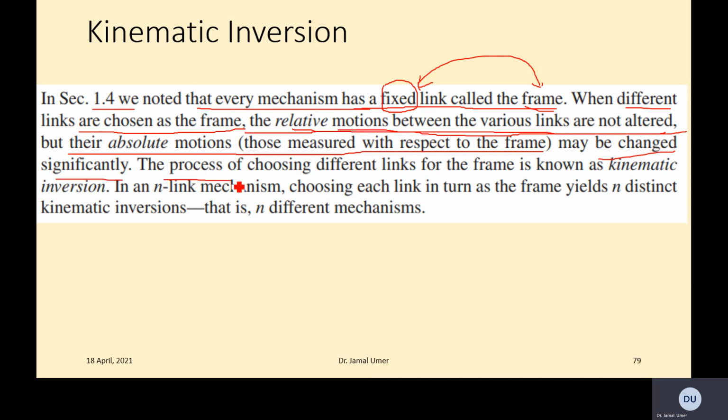The process of choosing different links for the frame is known as kinematic inversion. So the process itself is called a kinematic inversion, where you choose one by one different frames. For example, in an n-link mechanism, choosing each link in turn as the frame yields n distinct kinematic inversions, that is, n different mechanisms. So there are different ways you can look at it.